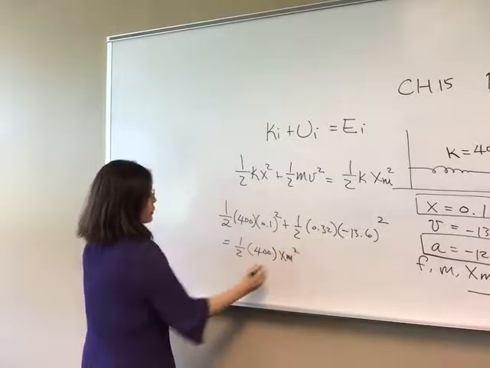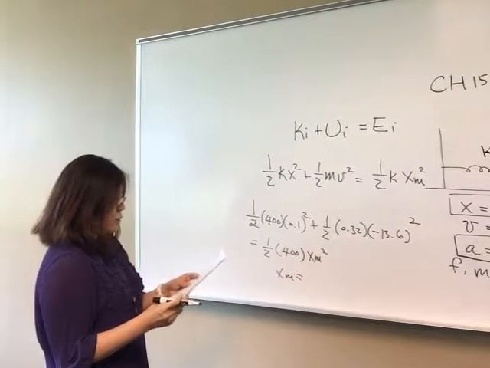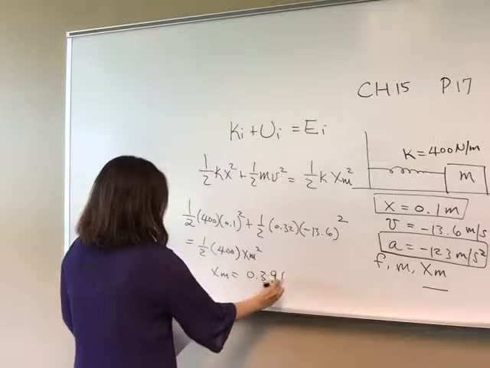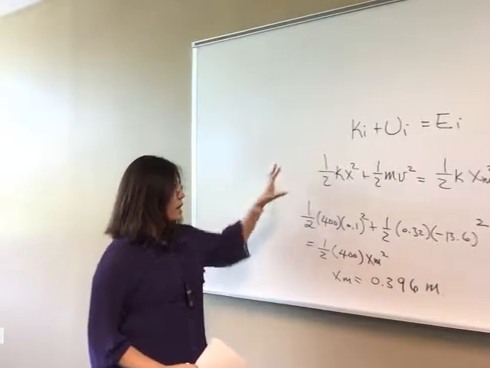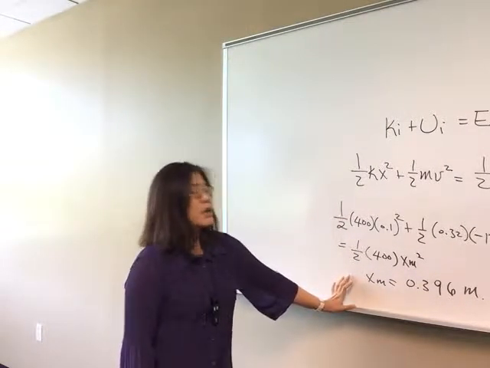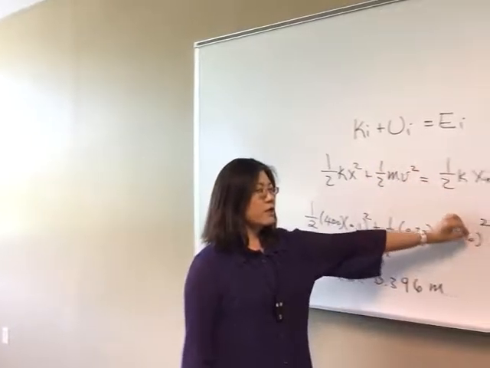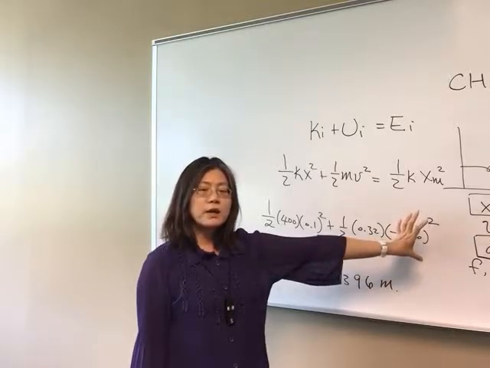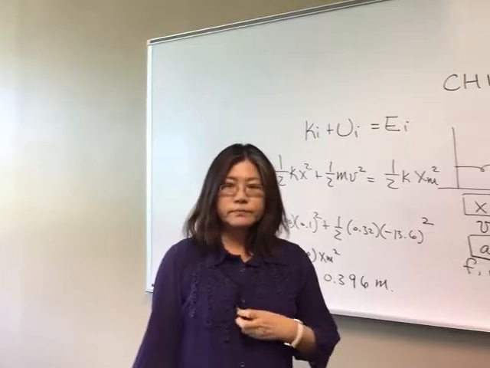After you punch it into the calculator, your xm should be equal to 0.396 meters. This is how you calculate the maximum displacement. You have to use the conservation of energy because, given the information, we would not be able to use any other method.